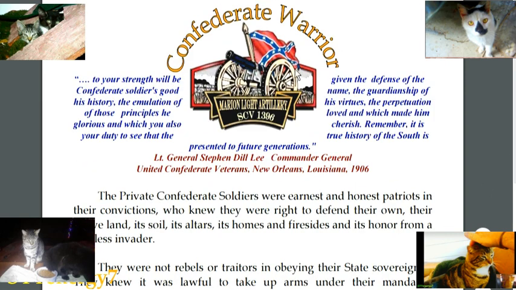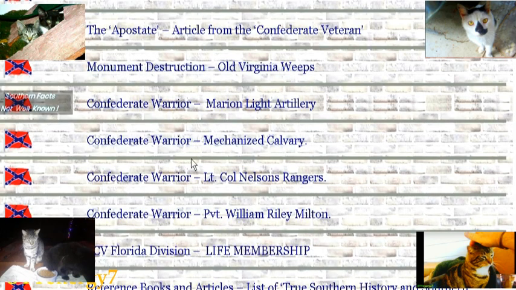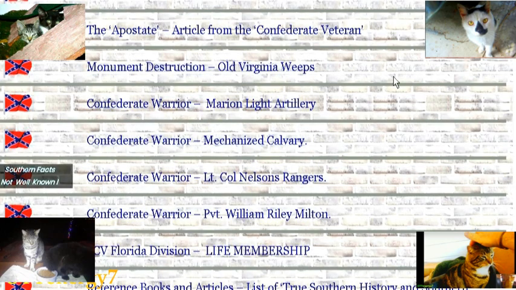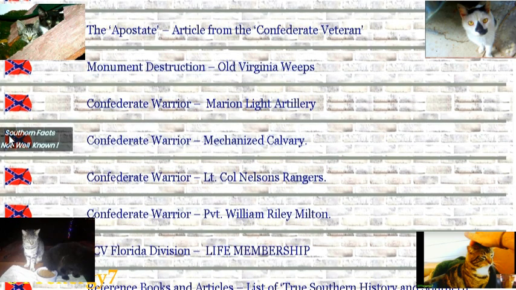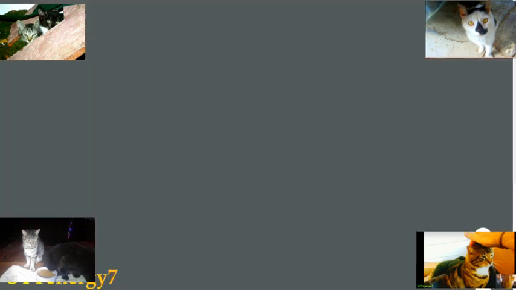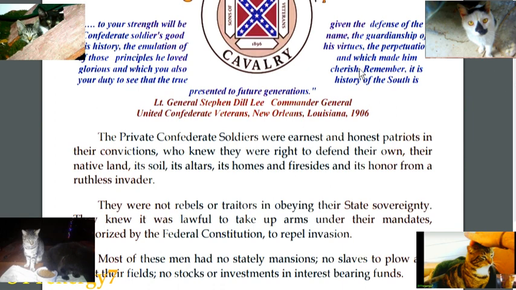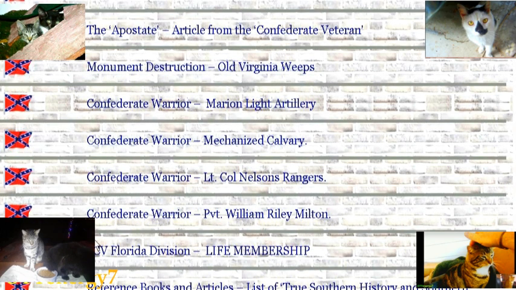So I actually have separate logos for some of the camps around here. Like this is also the Georgia camp. I don't know if they like this logo, but I made this logo. It's hard to find. Lieutenant Colonel Thomas M. Nelson's Rangers, Albany, Georgia, SCV 141, and we got the mechanized cavalry, which is the Harley Davidson people. I'm in that too. And we got a ghosted.